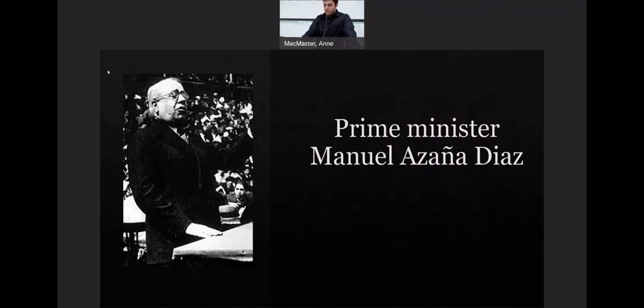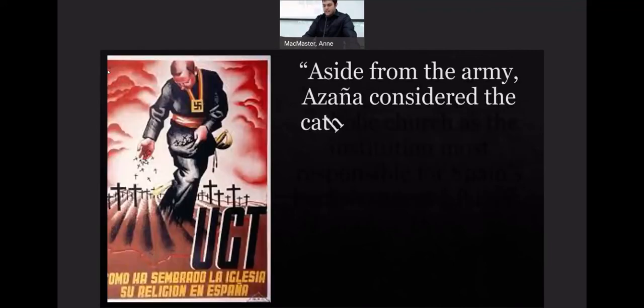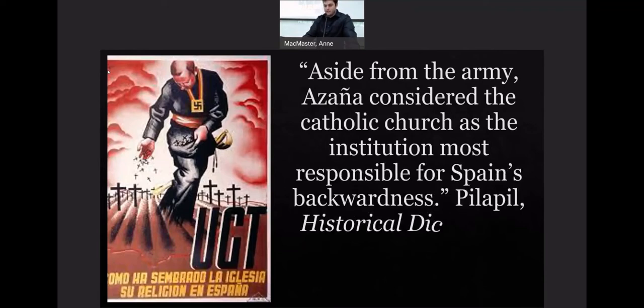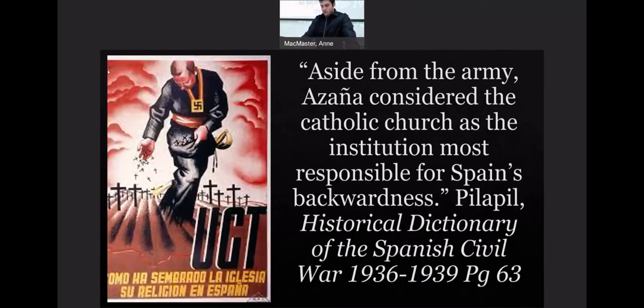Azana believed that the Catholic Church was the root cause of Spain's problems. Aside from the army, Azana considered the Catholic Church as the institution most responsible for Spain's backwardness. The Catholic Church, which ran all state schools in Spain, was removed from their role in education, and all state funding to the church was removed.